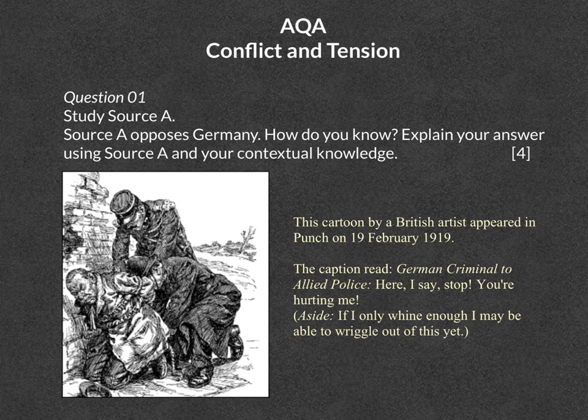In the question, you'll be told what the view of the source is. For example, here we are told that source A opposes Germany. What we have to do next is explain how we know that.